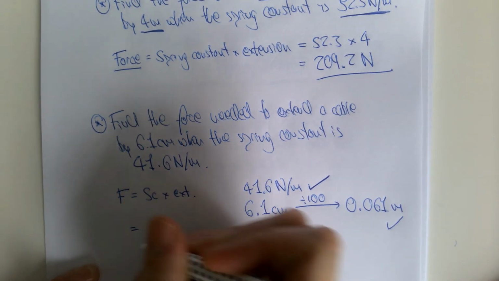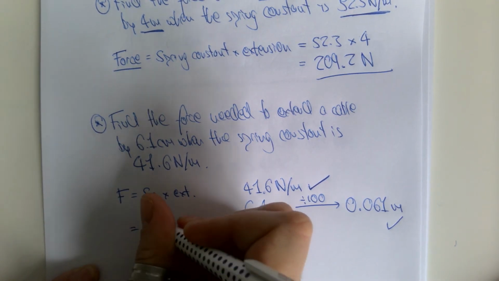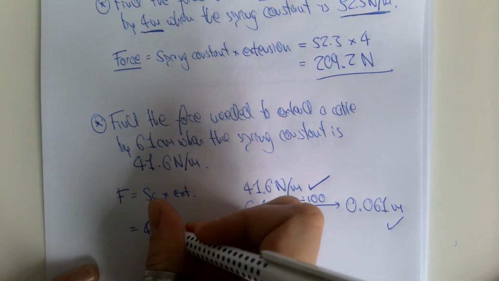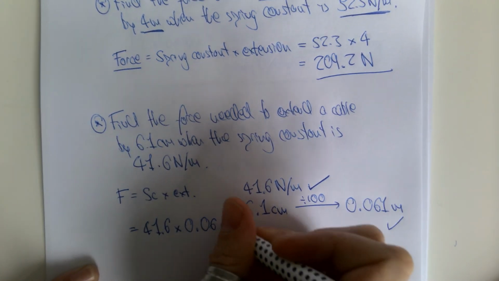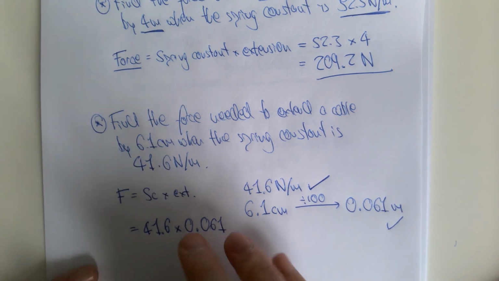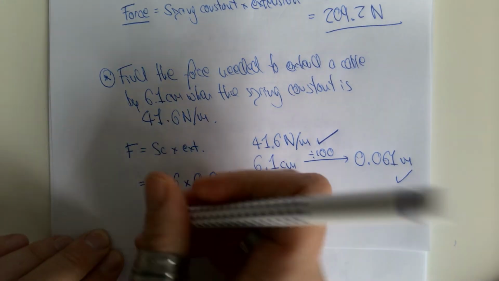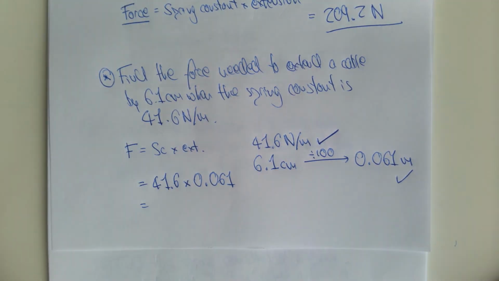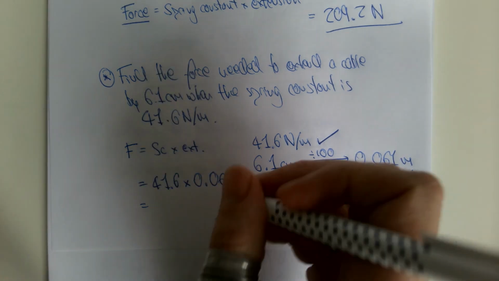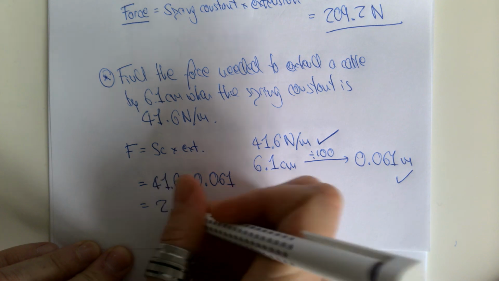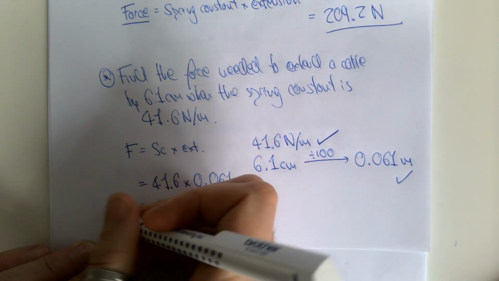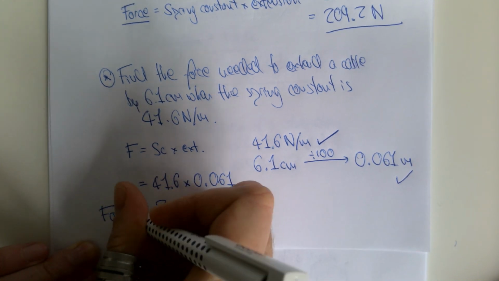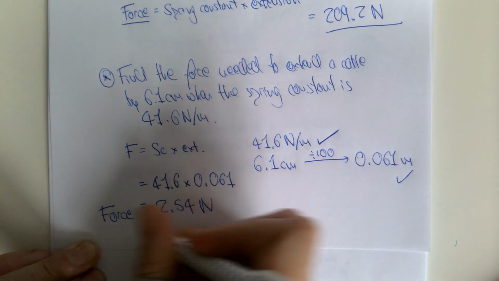So force equals our spring constant of 41.6 times 0.061. We multiply those two terms together, and 41.6 times 0.061 gives us 2.54 rounded to 2 decimal places, and because this is a measurement of force, it's 2.54 newtons.